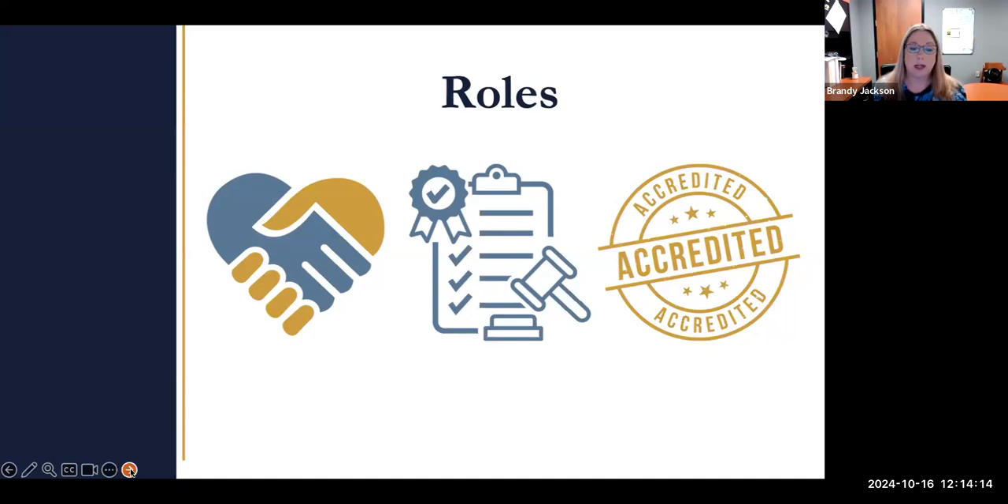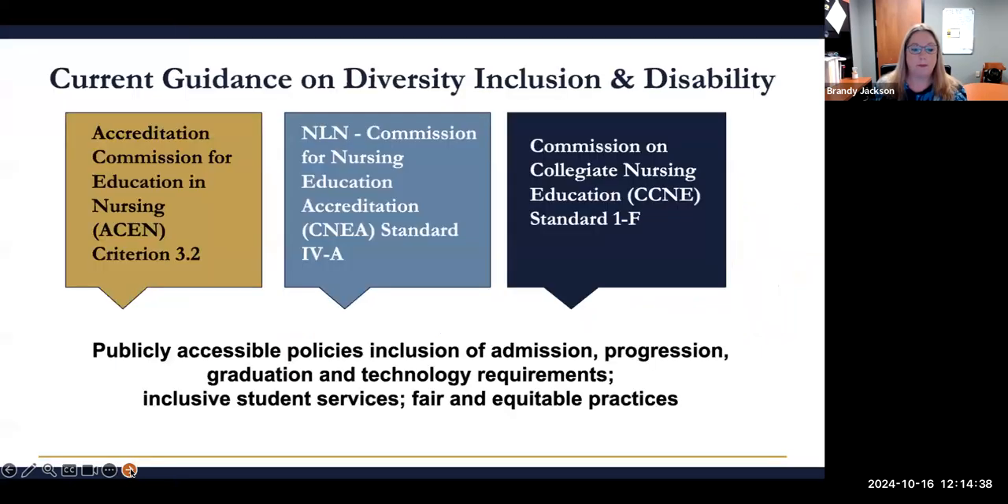Accrediting bodies, such as the Commission on Collegiate Nursing Education, are voluntary organizations that evaluate and validate the quality of nursing education programs to ensure they meet specific standards. Each plays a critical role in maintaining high standards in the nursing profession, but operates in distinct ways. Let's take a closer look at what they have to say.